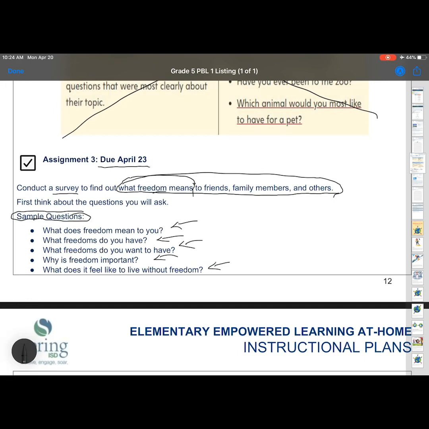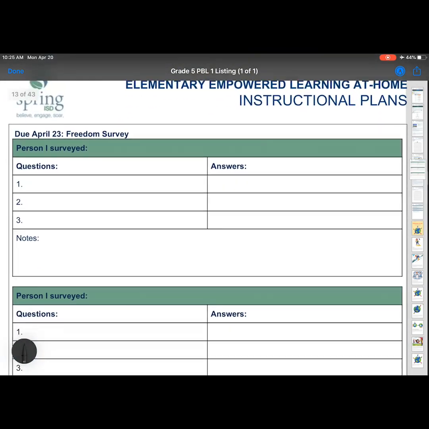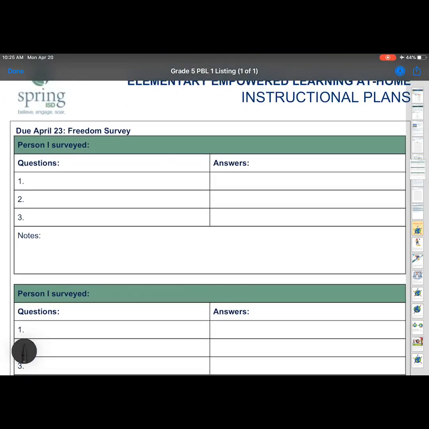So let's say you ask your dad, Dad, what does freedom mean to you? And you're going to have a sheet of paper. I'll show you what it looks like. It looks kind of like this. This is the template. You can recreate this. You don't have to print it out. It says freedom survey, person I surveyed. Person I asked. Surveyed is just fancy for asked. And then questions. So you would write the questions here. It gives you room for 3 questions. However, you can ask more. And then you're going to write down their answers.